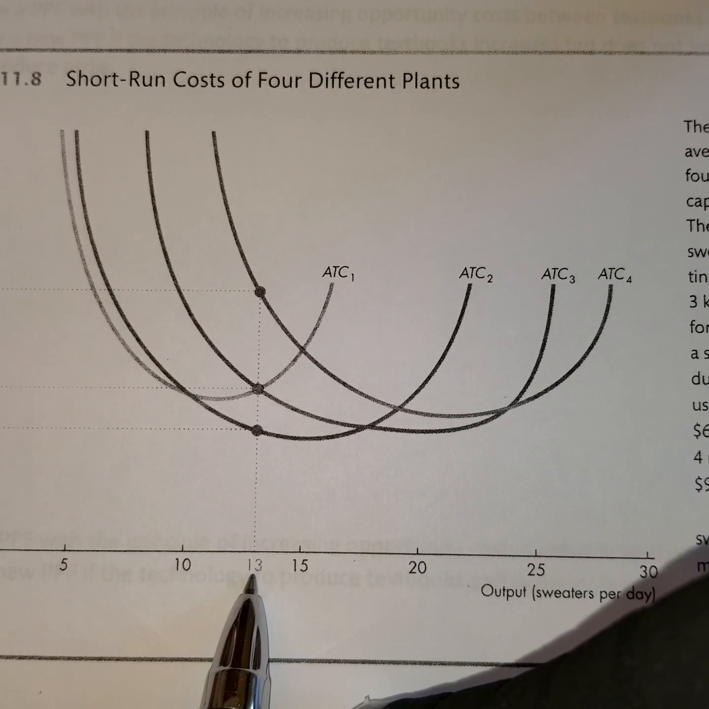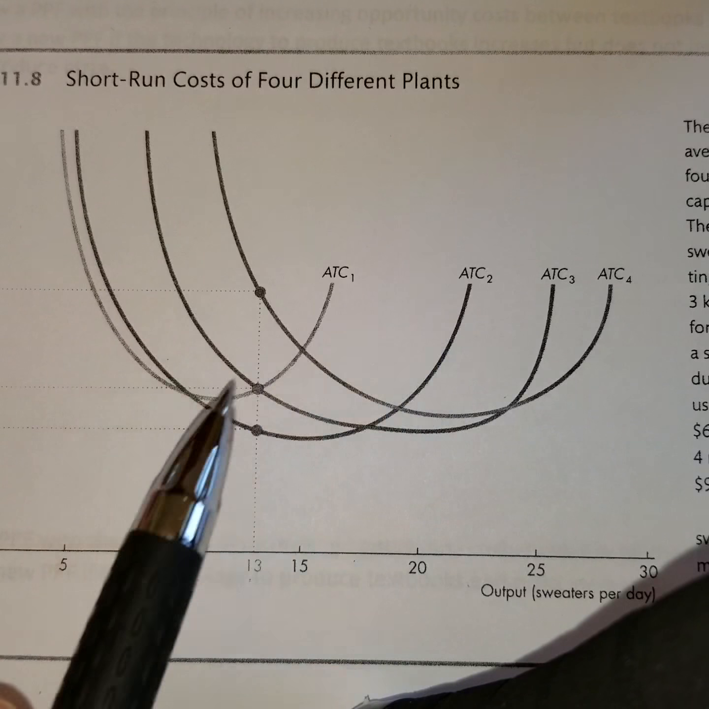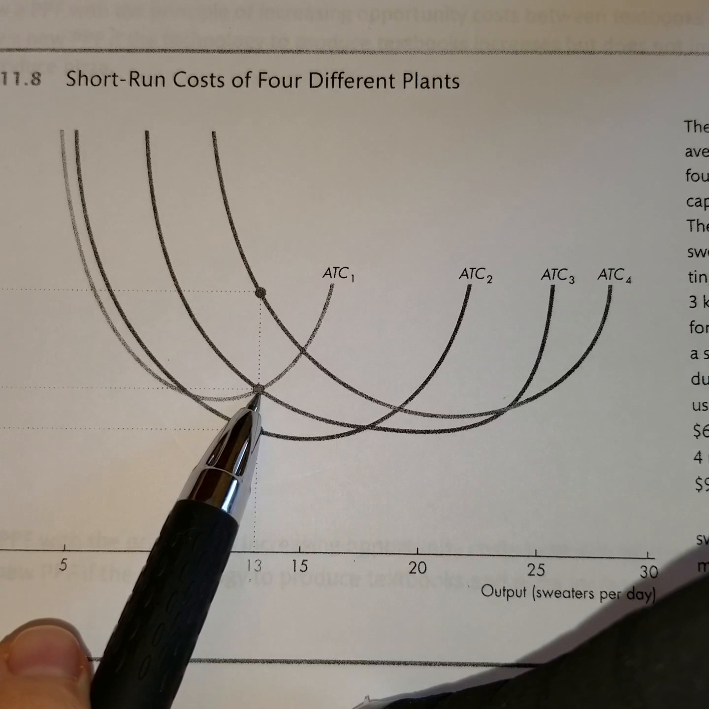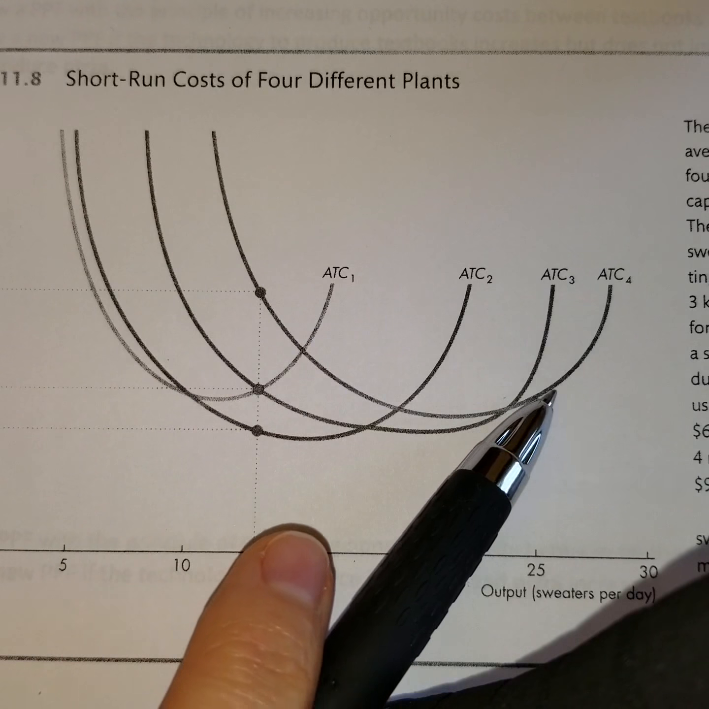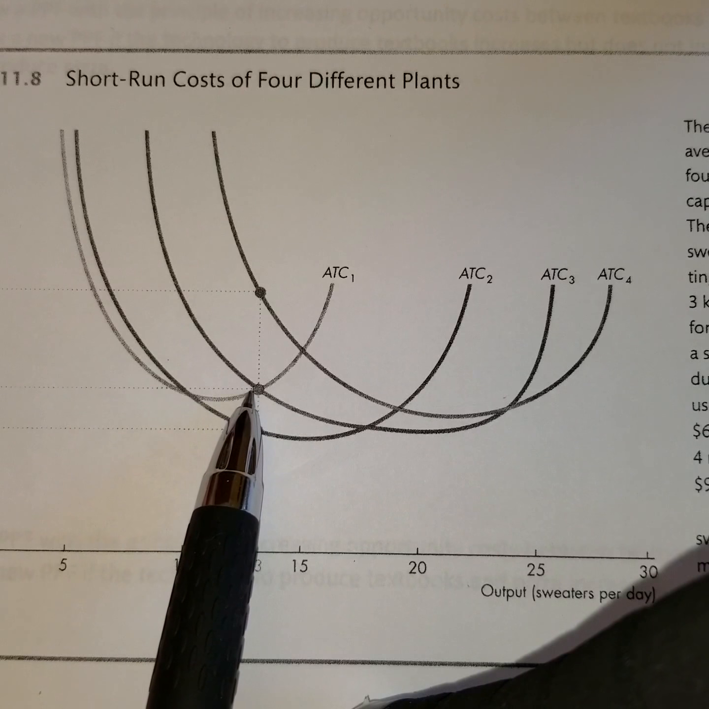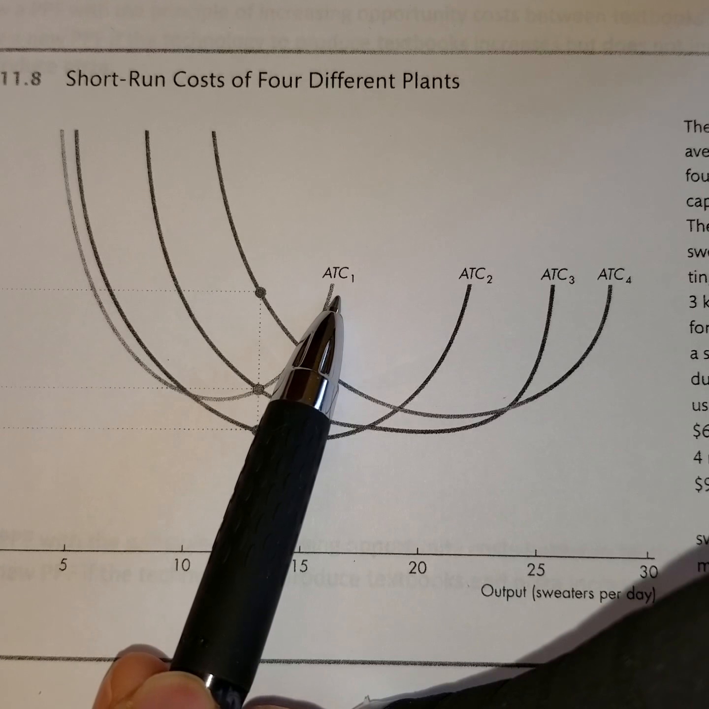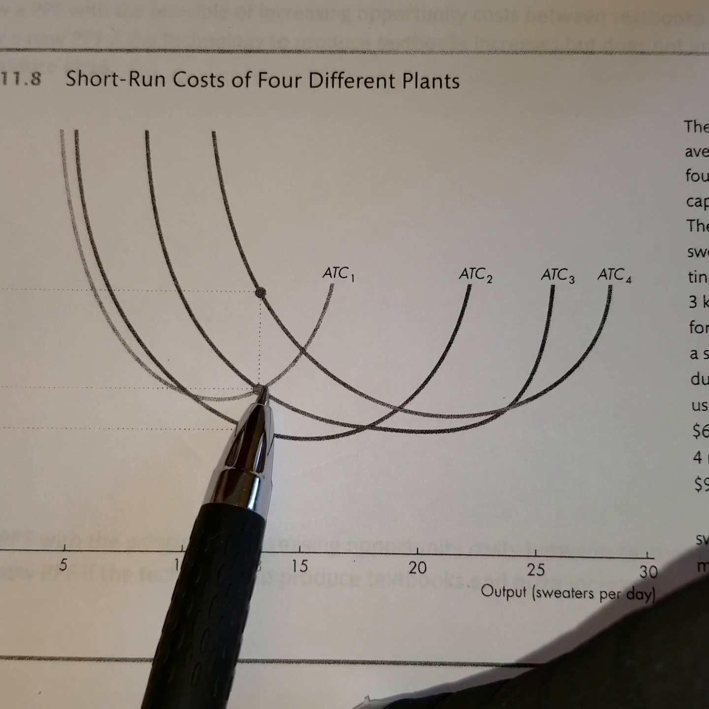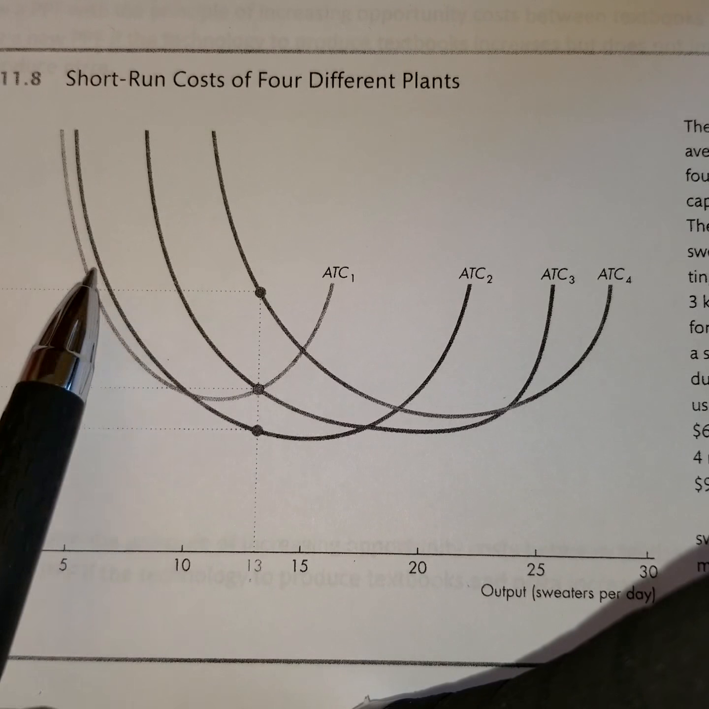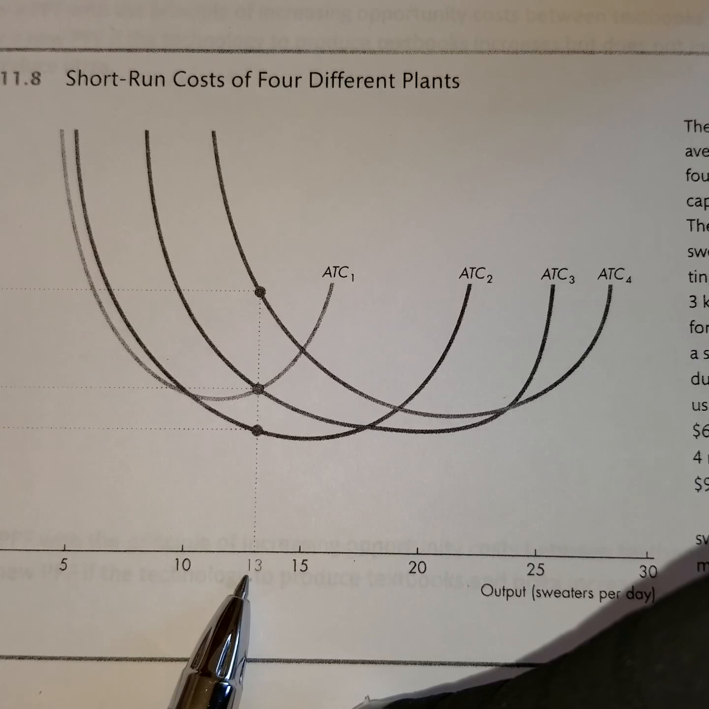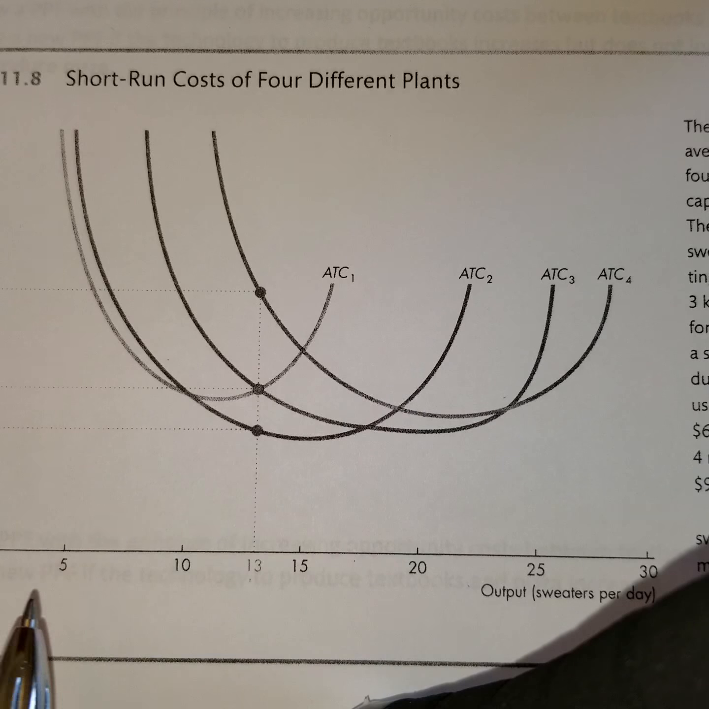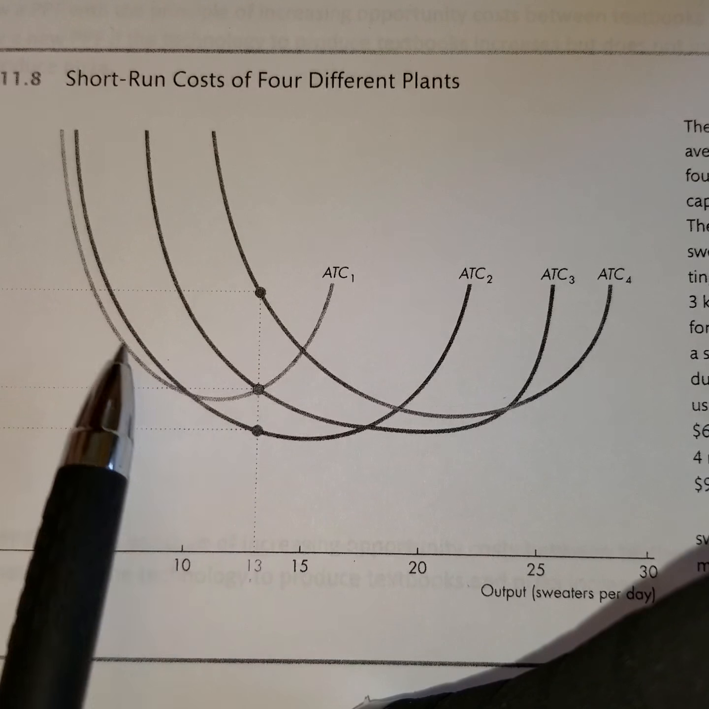Okay, if we want an output of 13, we could use plant size 2 because that has that output there. We could use plant size 1 because that has that output level there. We could even use plant size 4 because that has that output there. However, we don't really want to choose firm size 1 because the cost would be higher per unit. If we chose plant size 4, the cost would be higher, so we don't want to do that. So if we wanted to have an output of 13, we would want to use plant size ATC 2, or plant size for firm 2.